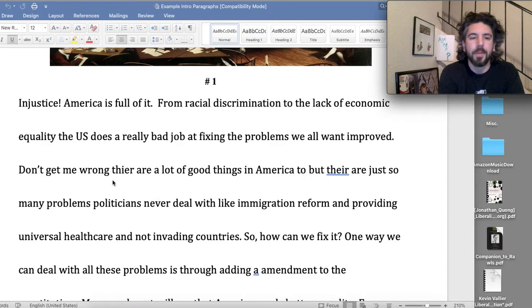"Don't get me wrong, there, and that's the wrong there, are a lot of good things in America, but there, wrong there, are just so many problems politicians never deal with, like immigration reform and providing universal health care and not invading countries." So again, as the writer, I have just given you one that's horrible: run-on sentences.